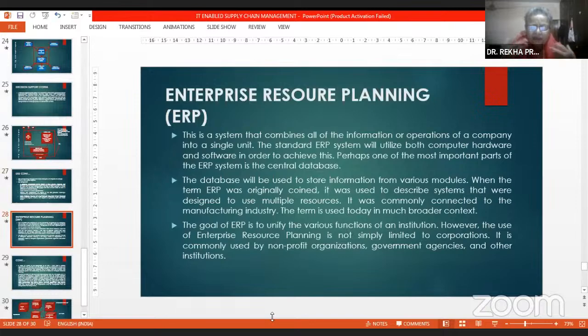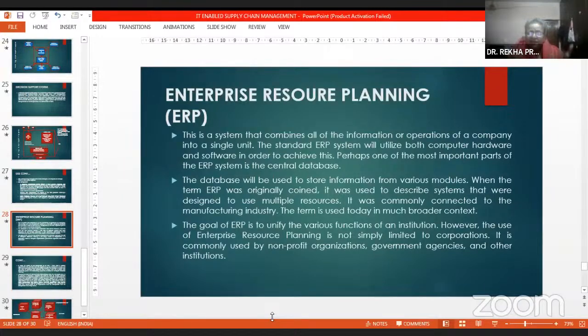Finally, we come to enterprise resource planning. This means all the functional areas, whatever is there in the enterprise, are integrated together. Just like any living organism, there are so many organs in your body, but they are interacting with each other for the well-being of the person.